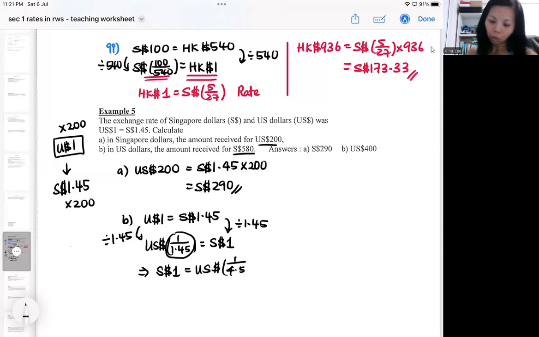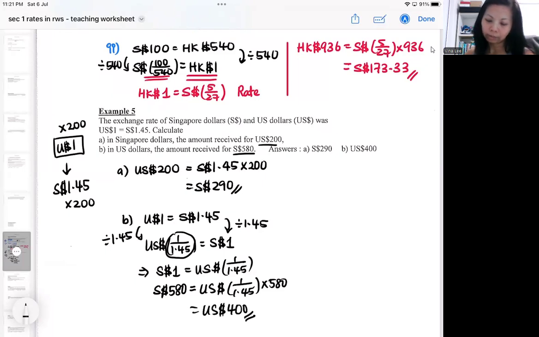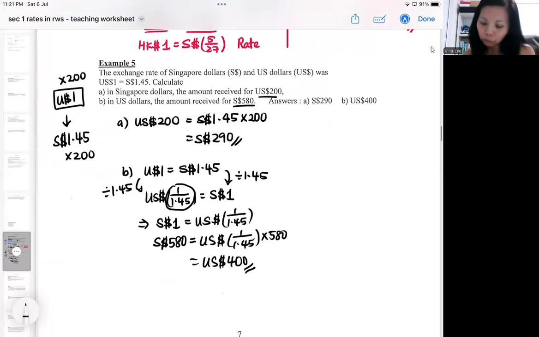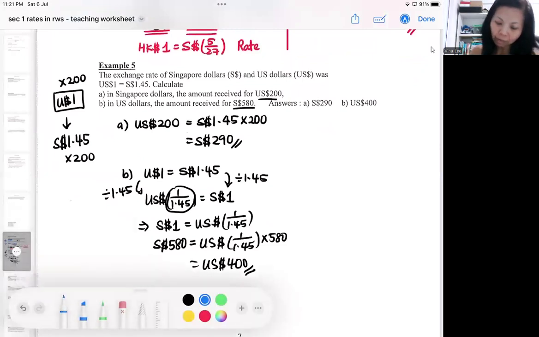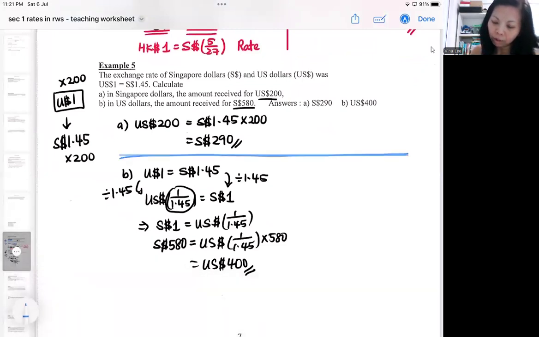Why is it okay to leave it in fraction? Because this is not going to be your final answer. It's just your intermediate answer. So now if I have 580 of this, you just need to multiply by 580, which gets you US dollar 400. You can do it in such a way if you want to, or else for part B, you can have another way of thinking.